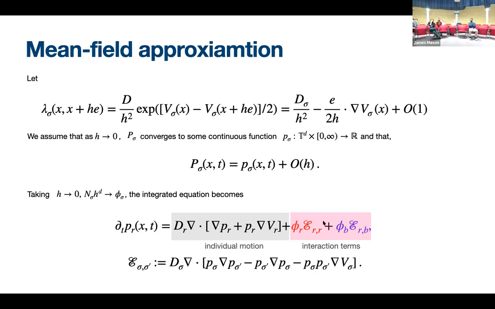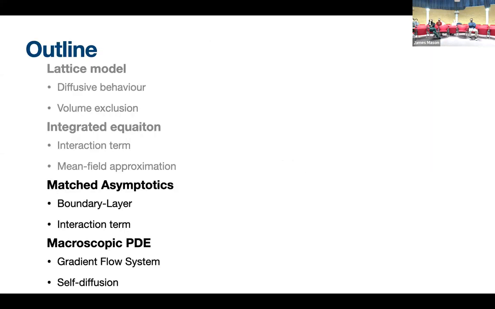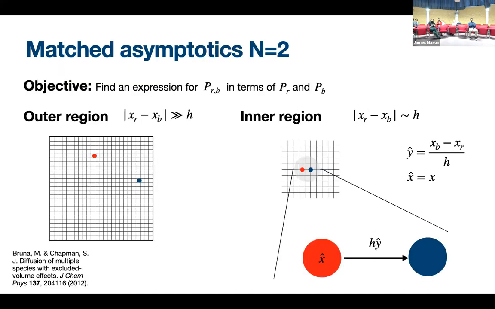Okay, so this is what you get if you did the mean field approximation, but you have no control on the error, and we don't really know if it's accurate. So can we do something better? Well, here I say yes, we can. We can try using matched asymptotics. The idea is that we want to find an equation for the two particle density, and we want to solve it, at least to leading order. Because the interaction term appears at first order, we then have a first order approximation of our system.